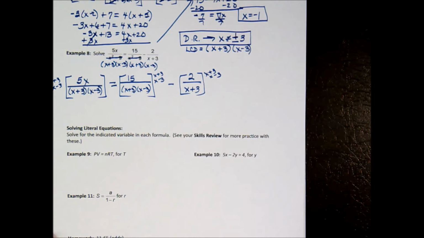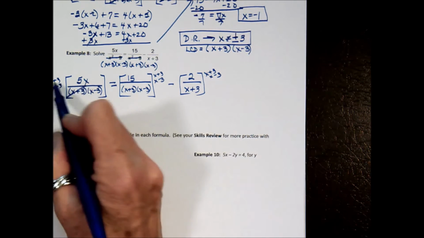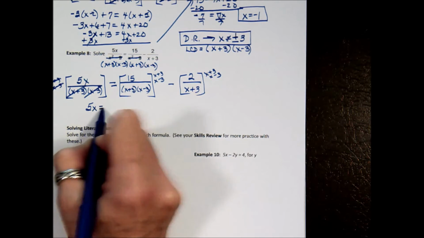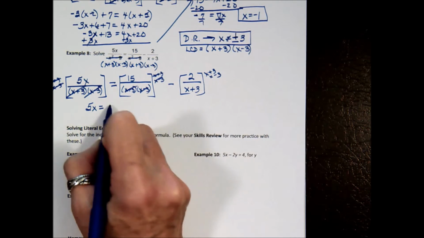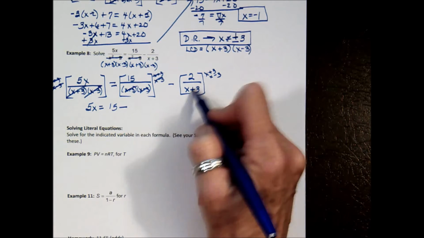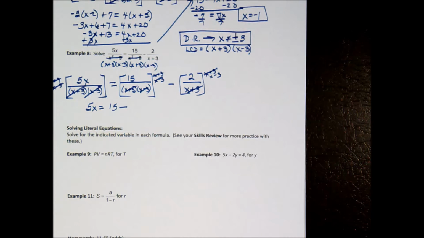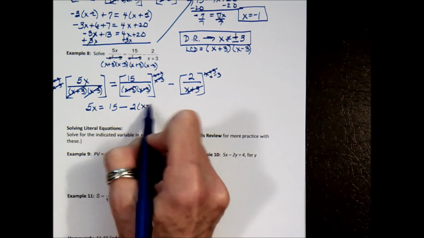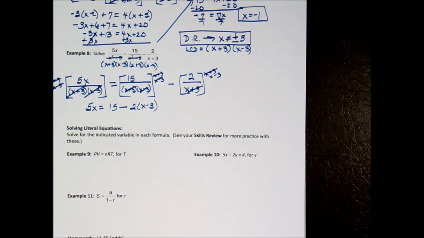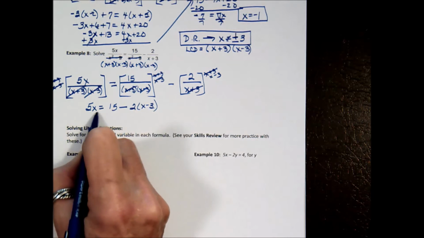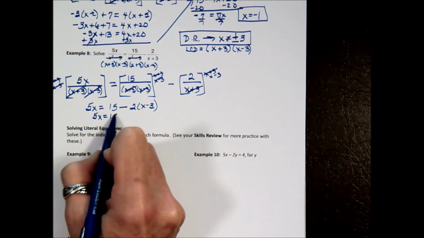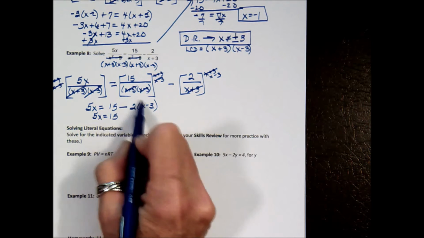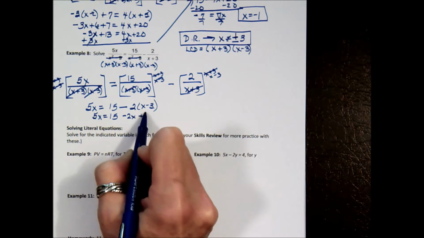And now let's cross cancel. X plus 3, x minus 3. So I'm left with a 5x. Same thing here, equals 15. This time only the x plus 3 cross cancels, so I have minus times 2 minus x times x minus 3. Let's distribute. 5x equals 15. Don't write the minus sign yet. Wait till you distribute. Minus 2x plus 6.